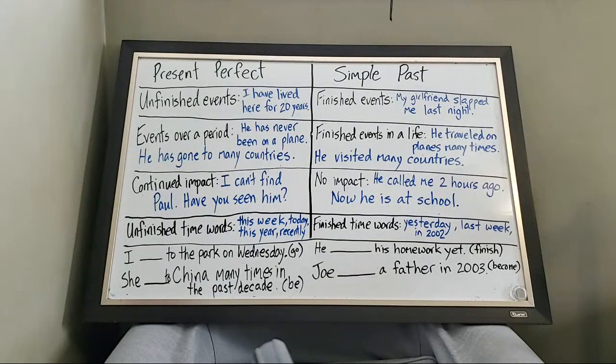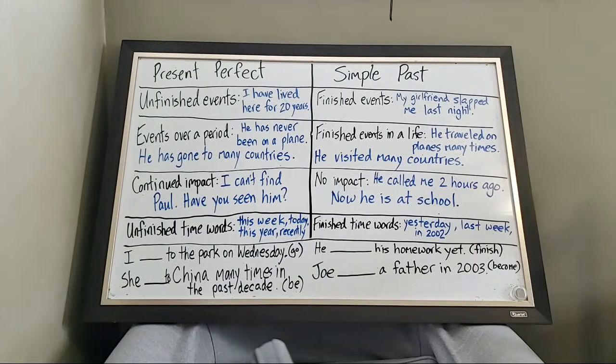There's unfinished time words. So those are words like this week, today, this year, recently. Okay? So if you say sentences with those words in them, probably you can use the present perfect. So I have seen many movies this year. I have made many phone calls this week. All right? I've met many new people recently. All right? We're not talking about exactly when, but sometime in this period of time. Okay? That's the present perfect.